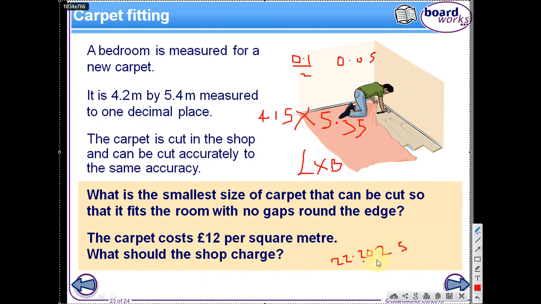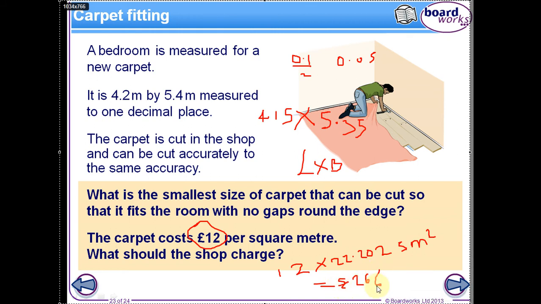So per square meter, this is meter square. If 1 meter square is 12, is this pounds or euro? Okay, whatever it is, per square meter is 12. So just take 22.2025 times 12, and you get your answer there. The money we have there will be 266.43. So guys, that's that.